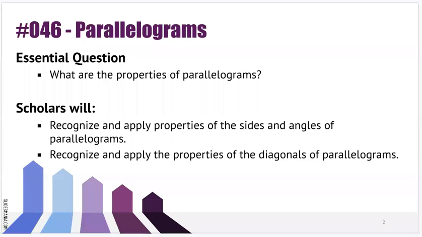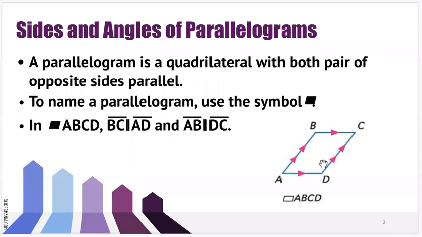Number 46, parallelograms. What are the properties of parallelograms? We're going to recognize and apply properties of sides, angles, and diagonals of parallelograms. A parallelogram is a quadrilateral with both pairs of opposite sides parallel. When you name a parallelogram, you put the little parallelogram symbol, and then the four vertices. So this picture down here is parallelogram ABCD.